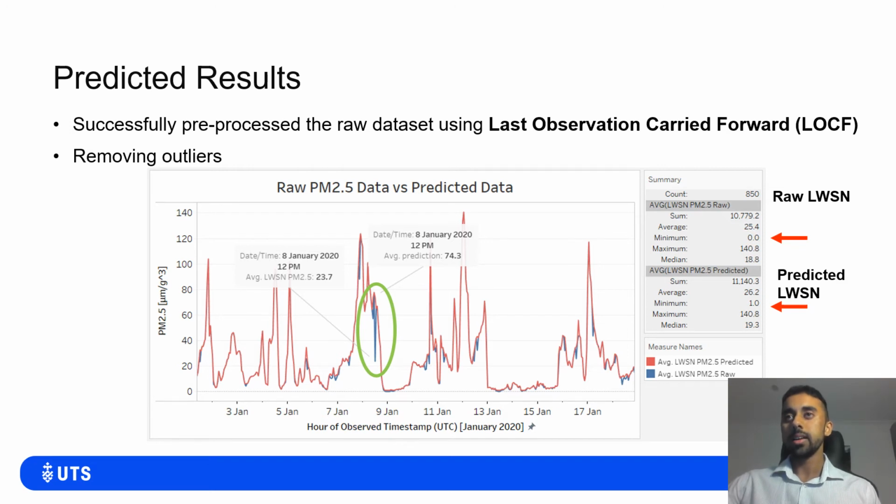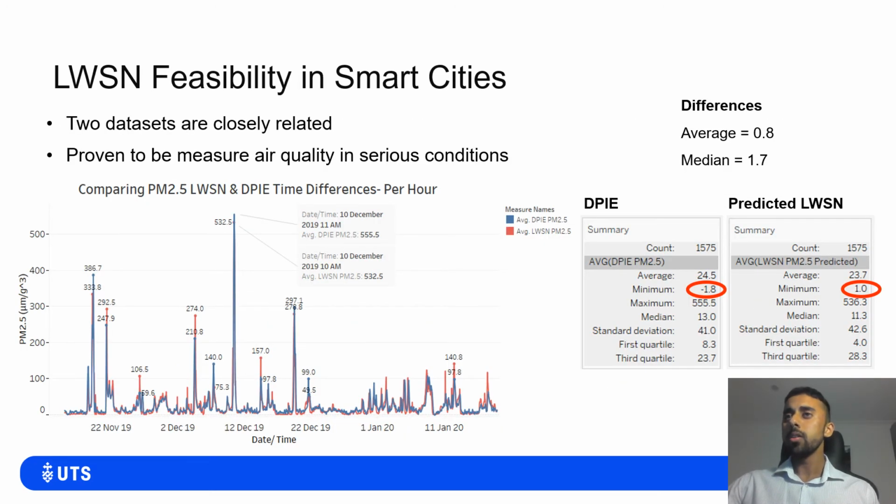And finally, are low-cost environmental monitoring systems really feasible in smart cities? To understand this, I have compared the processed data with the data collected from the environmental weather station. Looking at the graph, we can see that the values are very closely related, with few discrepancies, but these are justifiable due to the distance between the two sensors. This is also supported by statistics shown on the screen, with both datasets showing very similar values, and an average difference of 0.8 between the two.